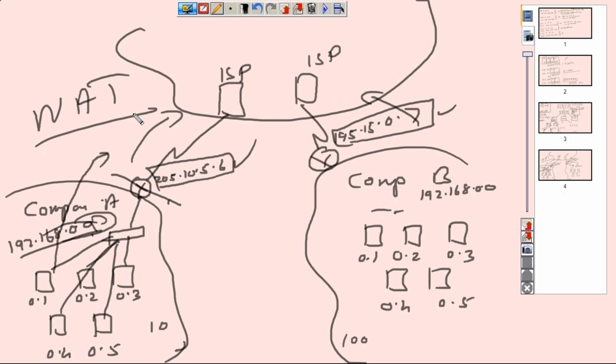Now, do you understand why private and public ranges are there? Private, because anybody can have 1,000 machines and use a private range inside their network, inside their building, inside their office. But the moment they connect to a public network, they have to have at least one public unique IP. And that is going to be assigned by the ISP to make sure there is no duplication.